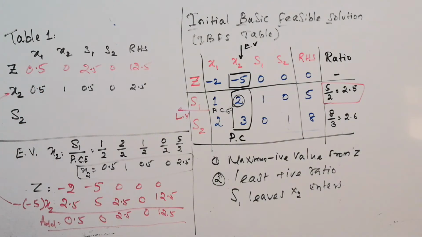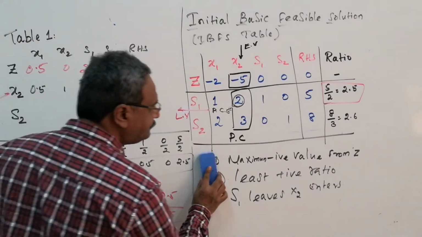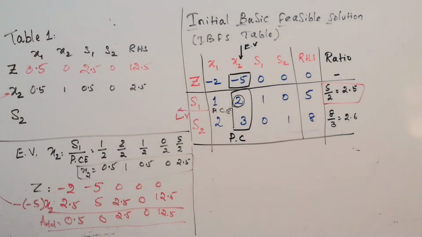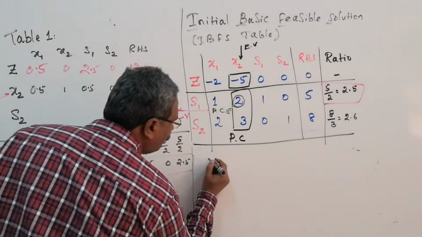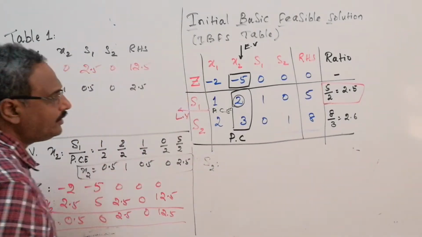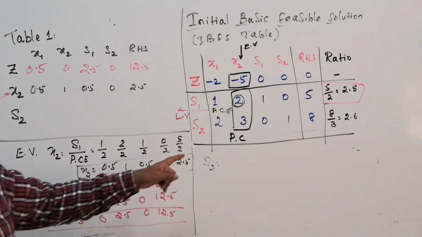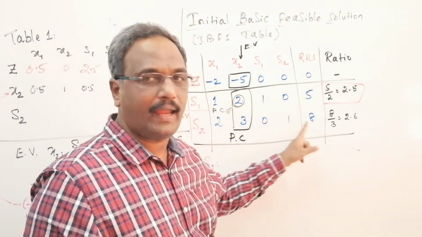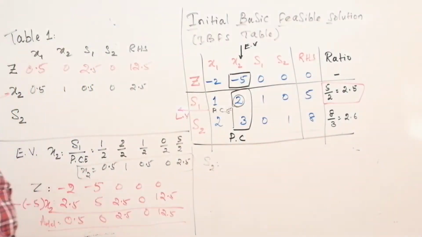In the same idea, we are going to find the value of S2. So let me find here. I am going to take what is S2. To find S2, first I am going to take the old row. What is the old row here? 2, 3, 0, 1, 8. I am going to take the old row as it is.